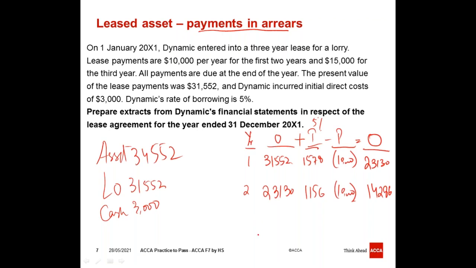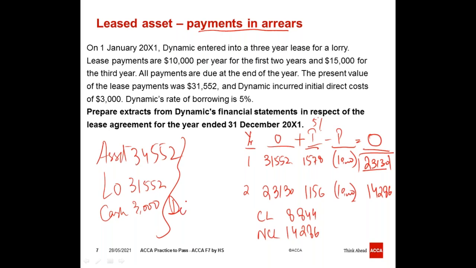So now you will be in a position to calculate the current liability and non-current liability. The non-current liability based on year one is 14,286. And the current liability is the amount that you have paid between the 2 years. It will be 88,444.